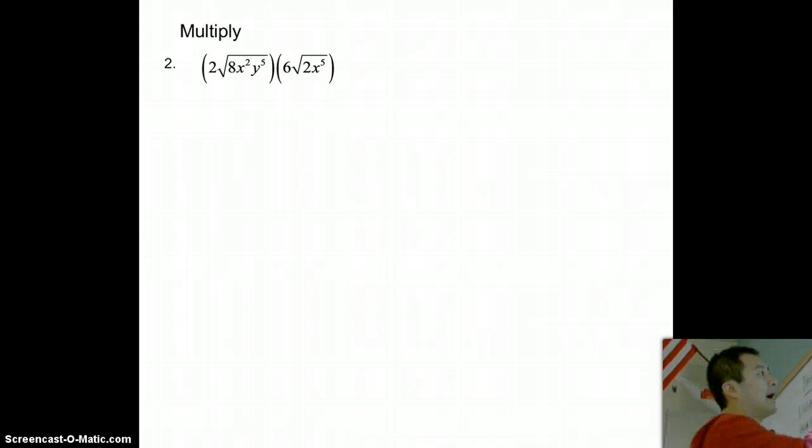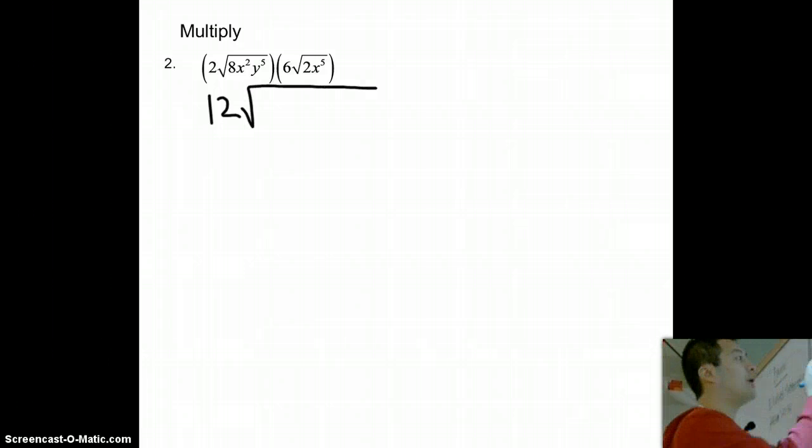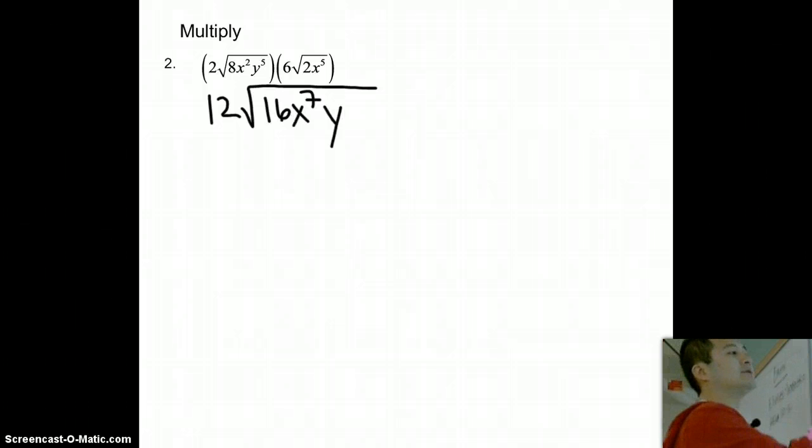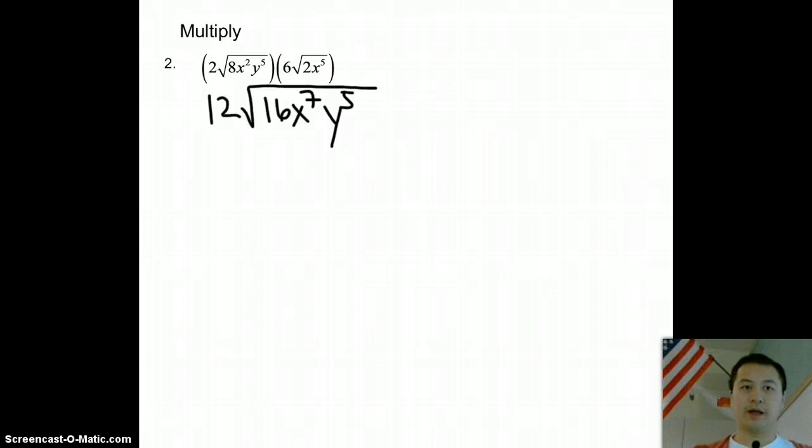Same idea. Multiply them together. Multiply outside with outside. 2 times 6 is 12. Radical and radical leaves us, they're both the same, so it's the square root of what? 8 times 2 is 16. X to the 7th again, and y to the 5th. I'll stop there. How do you guys feel about multiplying?